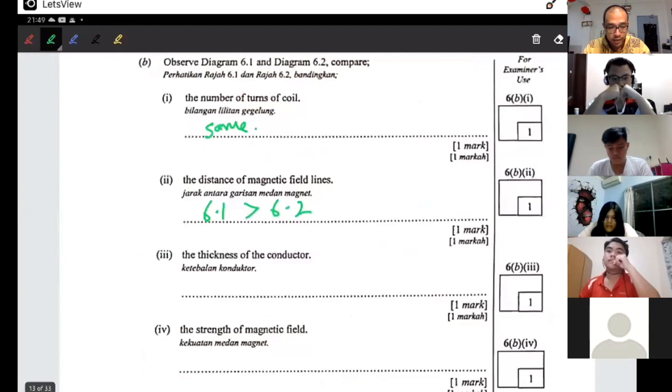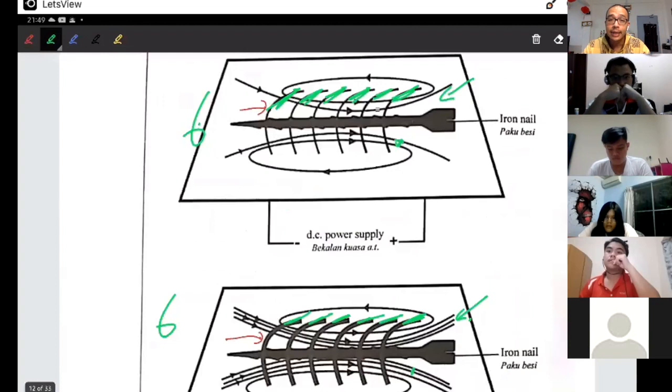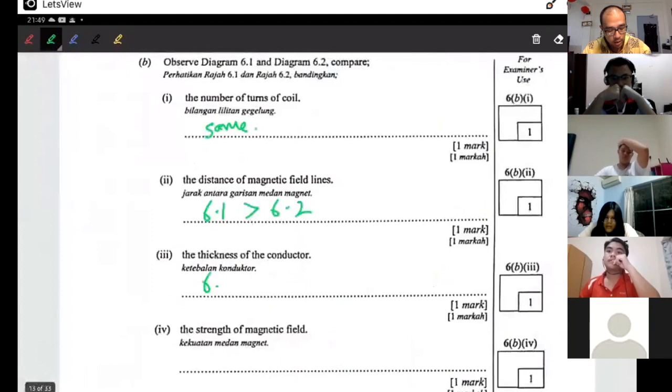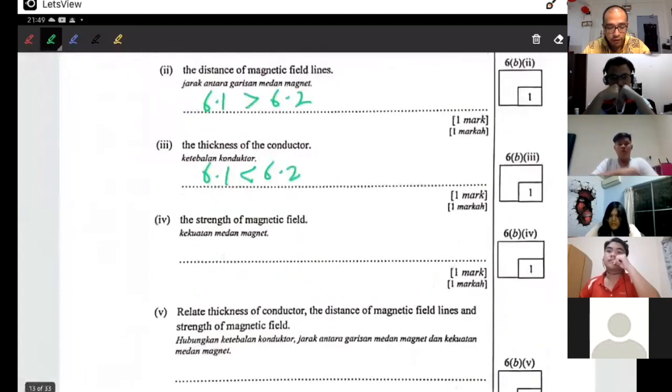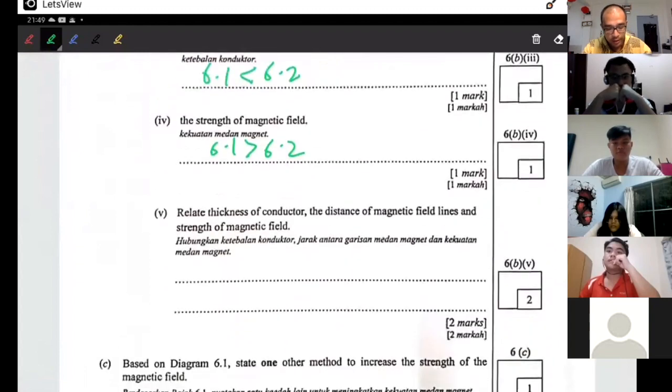The thickness of the conductor, I think you can see by now. 6.1 is less thick, it is smaller than 6.2. The strength of the magnetic field will follow the distance between the magnetic field lines. So 6.1 is greater than 6.2. Relate the thickness of the conductor, the distance of the magnetic field lines, and the strength of the magnetic field. But because it's 2 marks, I need two relationships. So which one would you relate?